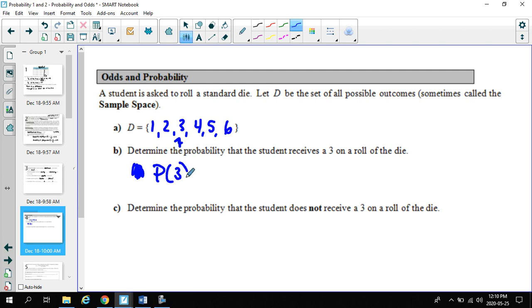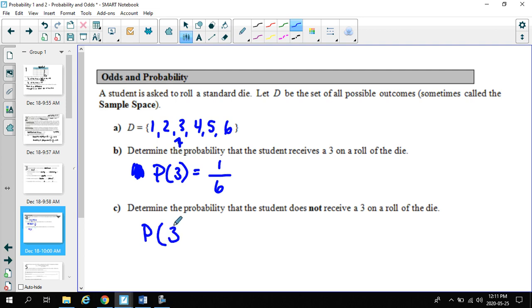Probability of rolling a 3. So there's one way to roll a 3, and there are 6 possible outcomes. So 1 out of 6. Determine the probability that the student does not receive a 3 on the die. So now, for question C, it's probability of not a 3.